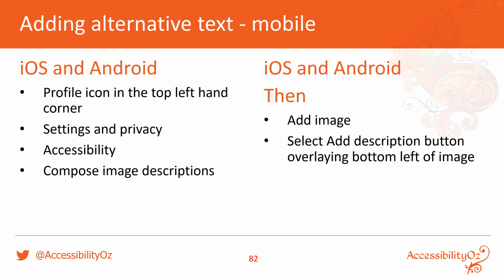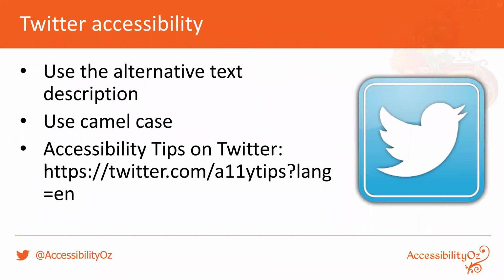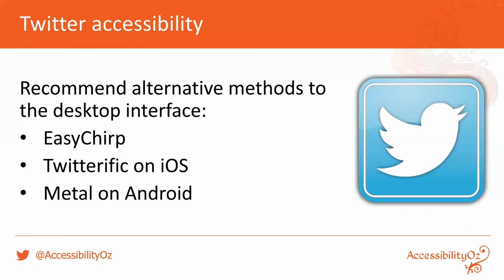For iOS and Android, the steps are the same, but it's also a 2-step process. You select the profile icon in the top left-hand corner, select settings and privacy, select accessibility, select compose image descriptions, and then once you are creating a post, add the image, and you can select add description button, which overlays the bottom left of the image. With Twitter accessibility, use the alternative text description, use camel case, and there are accessibility tips on Twitter. There are alternative methods to the desktop interface. There is EasyChirp, which is a website, Twitterrific, which is an iOS app, and Metal on Android.